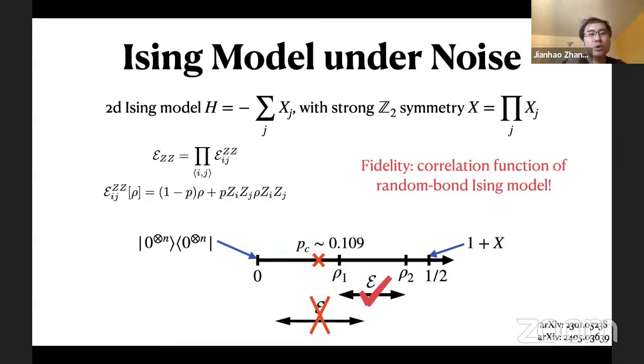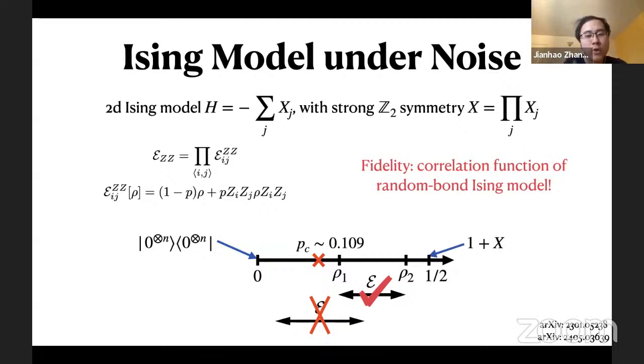Let's consider the 2D Ising paramagnet with the following Hamiltonian, the sum over minus X over the whole system. You can easily see that this system has a very strong Z2 symmetry. And let's consider nearest neighbor ZZ decoherence, with the explicit form of the channel shown on the left-hand side. Here Zi and Zj should be nearest neighbors, and Z here is the Pauli Z operator.